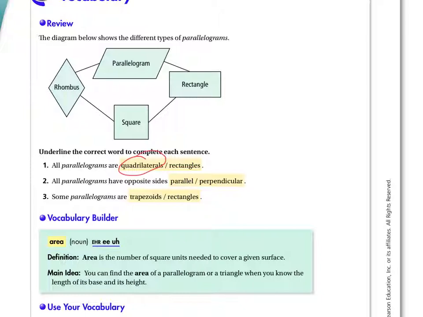What can you say about all rectangles? They are parallelograms. And so number 2, all parallelograms have opposite sides that are parallel or perpendicular? Parallel. And then 3, some parallelograms are trapezoids or rectangles? The rectangles. This is what a trapezoid looks like.